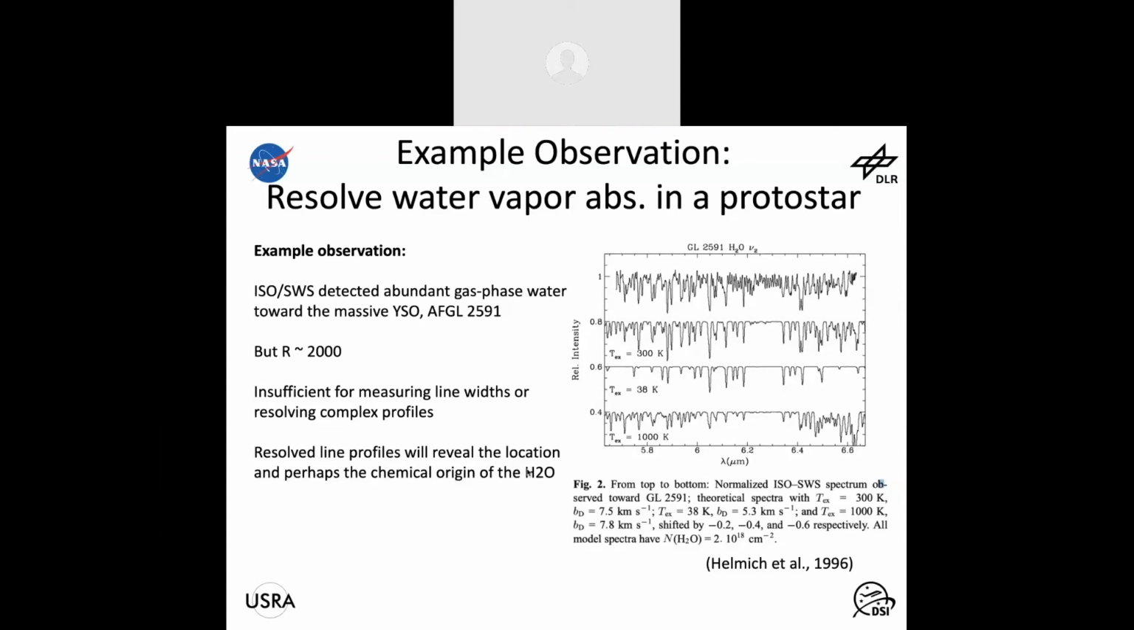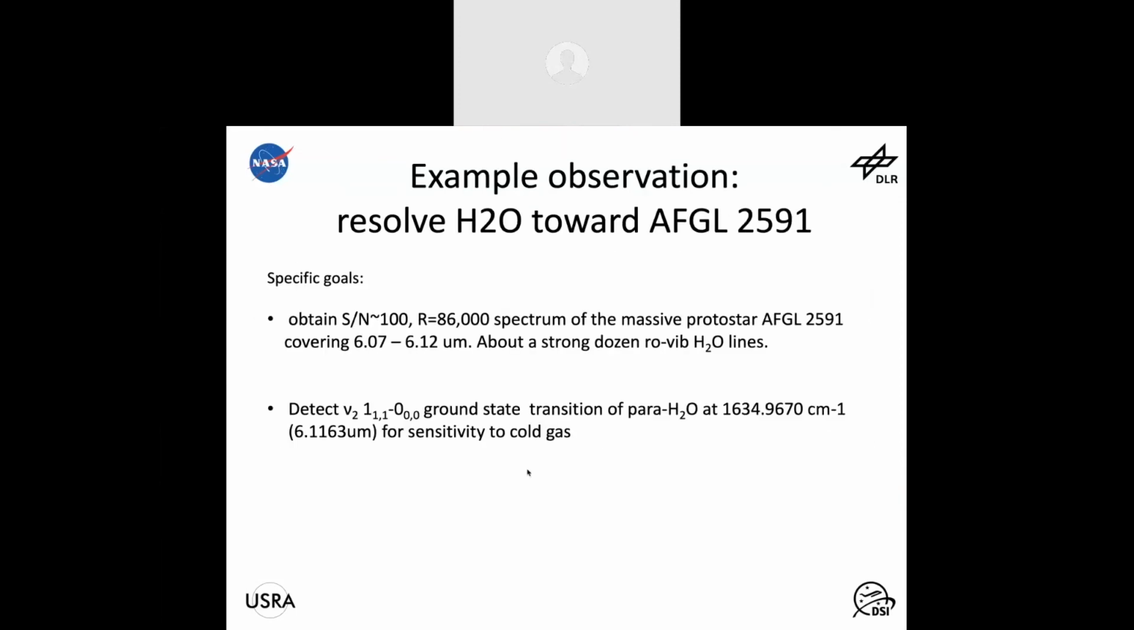The spectrum shown on the right is packed with blends, so you can't separate individual lines, and you certainly can't get any resolved line profiles unless they're extremely broad, which we're not. Getting the line width and resolving complexities in the line profiles could possibly hint at the location within what's probably a very complicated source, and maybe a chemical origin of the water. So this is what we undertook in one of the commissioning flights back in 2014 with EXES.